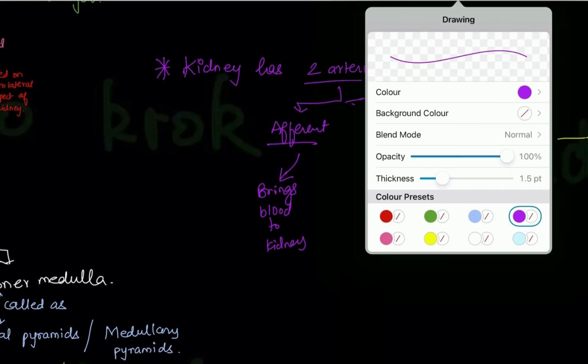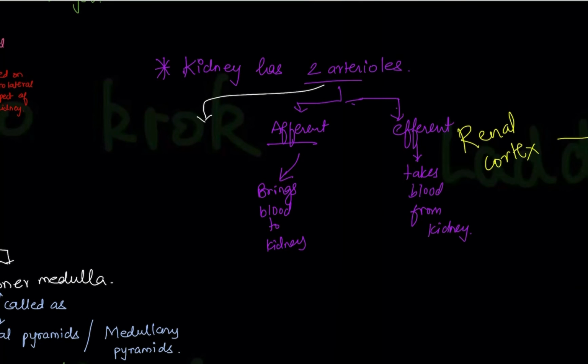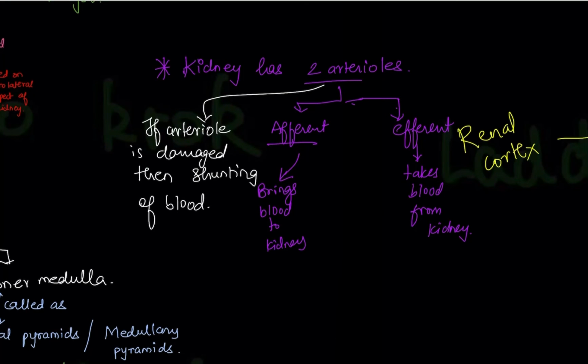If the arteriole is damaged, write down, if the arteriole is damaged, then shunting of blood occurs. What will occur? Shunting of blood. What do you mean by shunting of blood? Shunting is nothing but mixing of the blood from the left and the right sides. So if this arteriole is damaged, the afferent mixes with the efferent arteriole. So this will create the shunting of the blood. You just have to remember this.